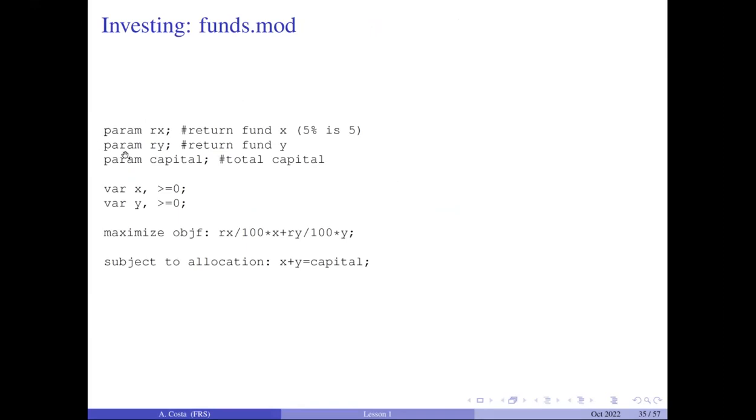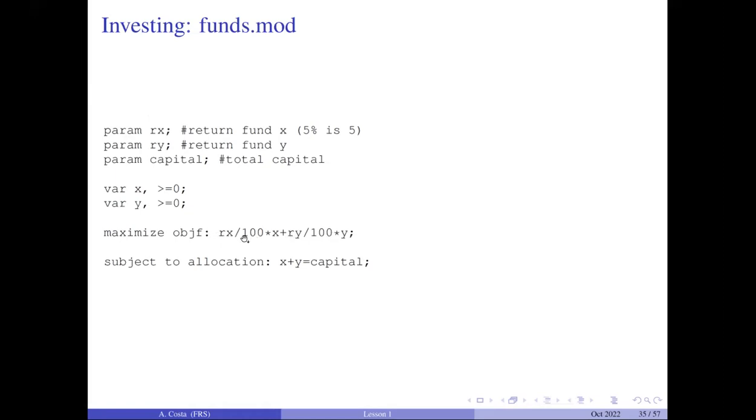Well, the first thing is to define the parameters and the variables. The parameters are the data. So we know the return of the fund X, the return of the fund Y, and the capital. Then we have two variables. We call them X and Y. They are non-negative, and they represent the amount of capital we allocate to fund X and to fund Y. What is the objective function? We want to maximize, I call the objective OBJF, but you can call it return, whatever you want. What is that? It is the total return.